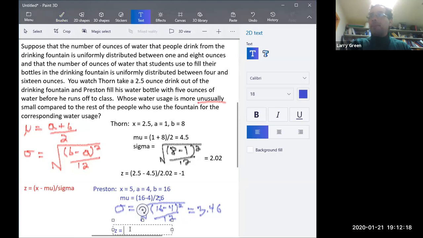So z is equal to, so I'm going to go x, which is 5, minus mu, which was 6, over 3.46, because that's sigma. And that is, let's figure it out, about negative 0.29.